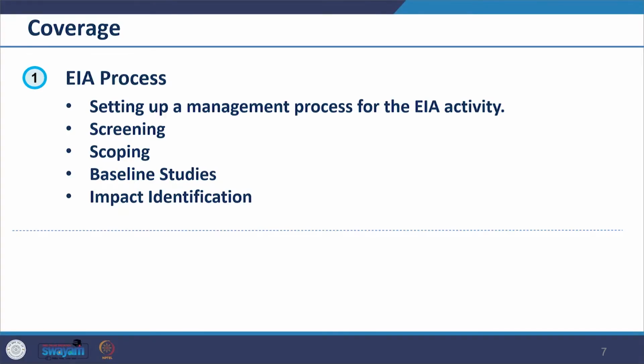So today we're going to look at the initial stage and how this has to be taken care of. Accordingly, our coverage would include, in the EIA process, the initial stage of the EIA process, where we'll look at the aspect of management, the screening process, the scoping process and the baseline study, and then the initial impact identification. So we're going to look at the first box of the diagram which we saw.